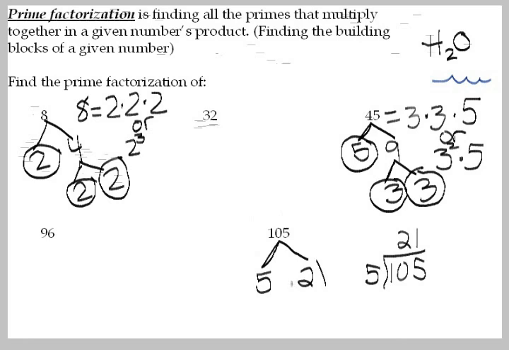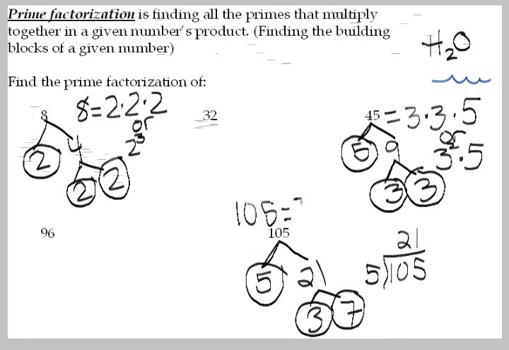And then we ask, is either of those numbers a prime number? 5 is a prime number. What about 21? Well, 21 is not prime. We can break it down to 3 times 7. And both 3 and 7 are primes. So we can circle those. So now we know that 105 equals 3 times 5 times 7. And that is the prime factorization for 105.